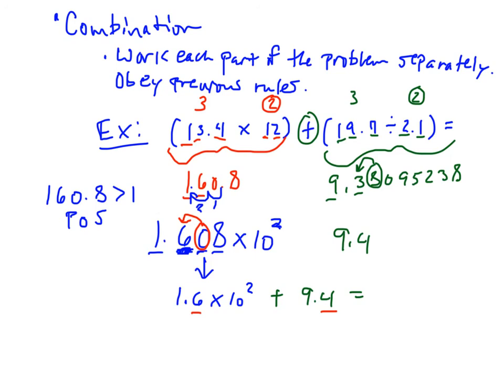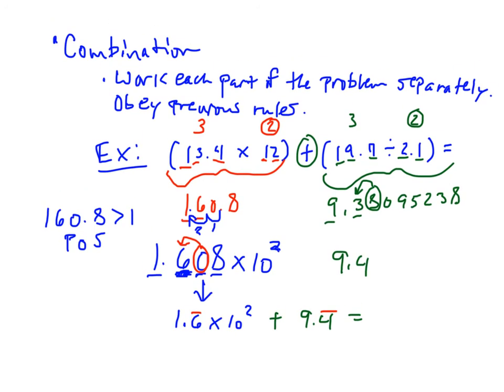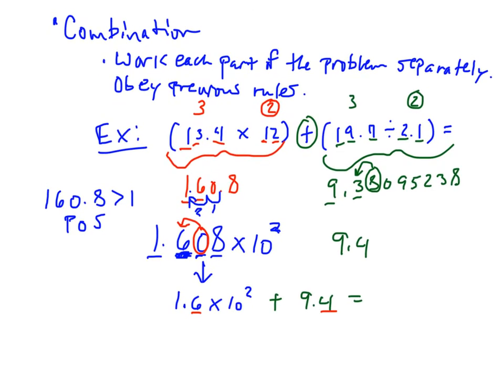So if you add 1.6 times 10 to the second plus 9.4, you get 169.4 as your answer, and that goes out to the 10th place like it's supposed to. So that's our final answer, 169.4. Okay, that completes our section on significant figures.